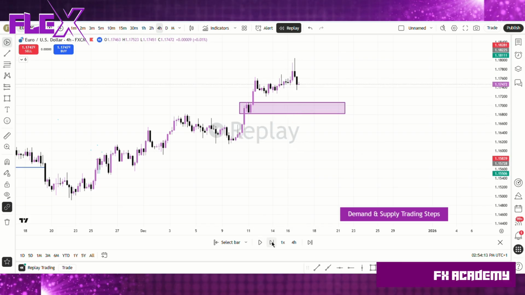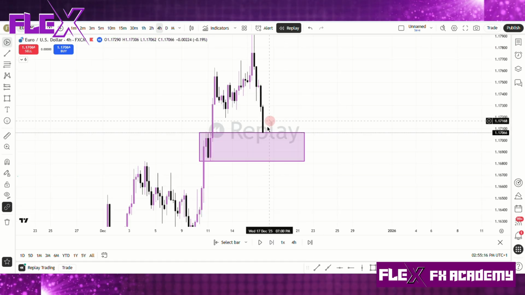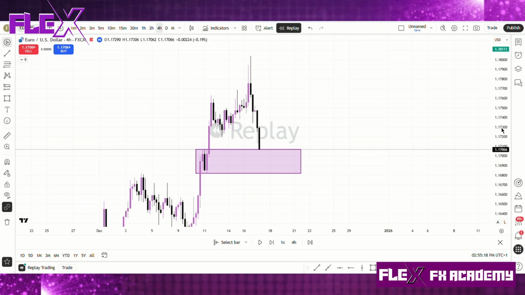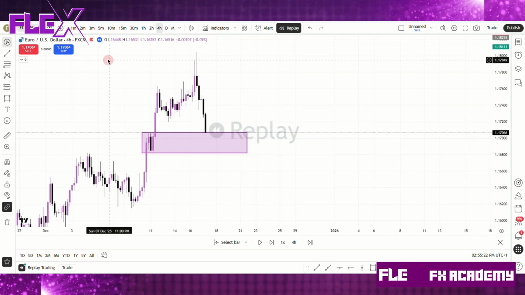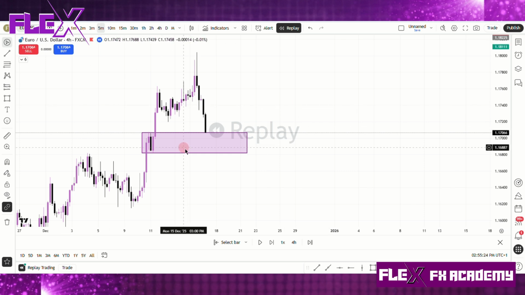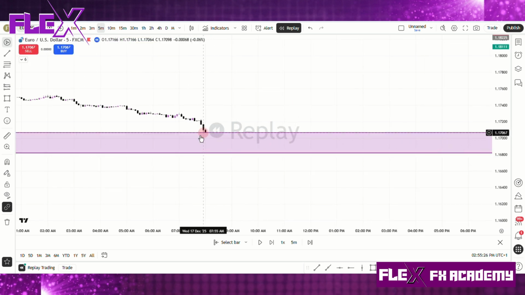So the market is coming down. Good. The market has tapped into our zone. So what we do now is go down to the 5-minute time frame. On the 5-minute time frame, we can see we've been tapped into the zone. So let's see how it plays out.